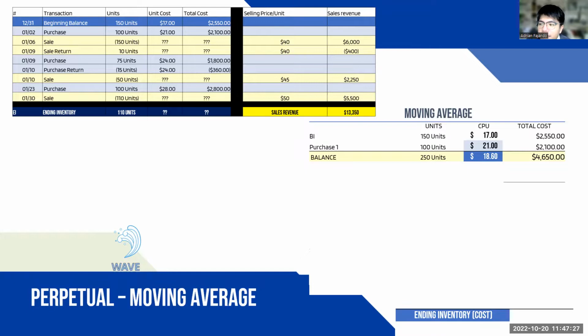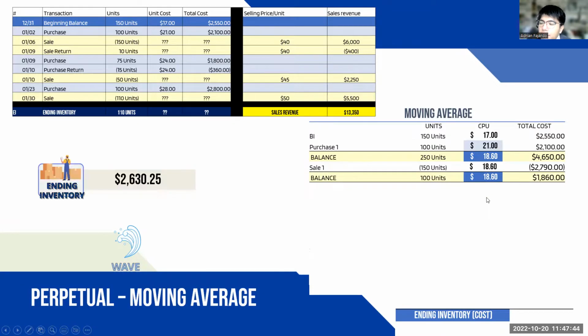Now, you had a sale. Every time there's a sale, you only use the most recent moving average unit cost, which is 18.60. So you sold 150 units at 18.60. So the balance will still have the same moving average of 18.60. But you have a sale return at 18.60, so you add back 186. The moving average is still 18.60.